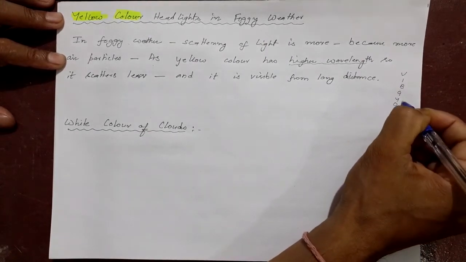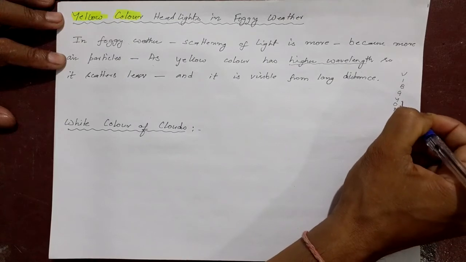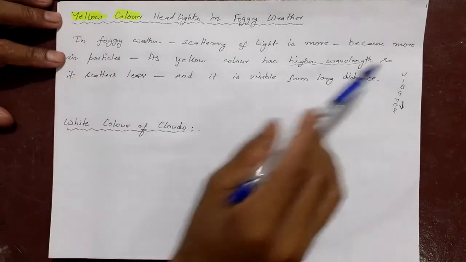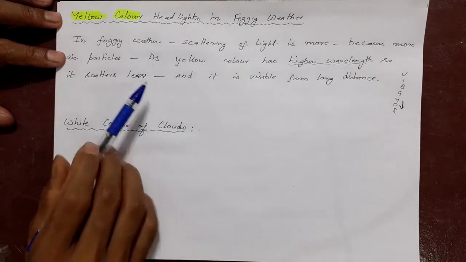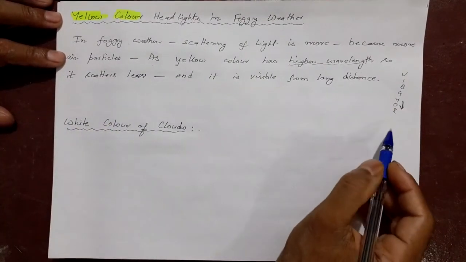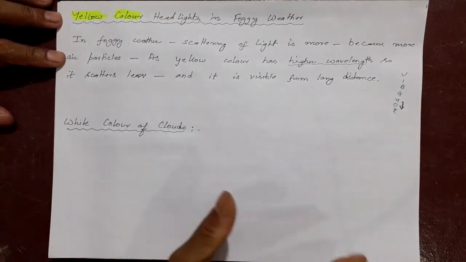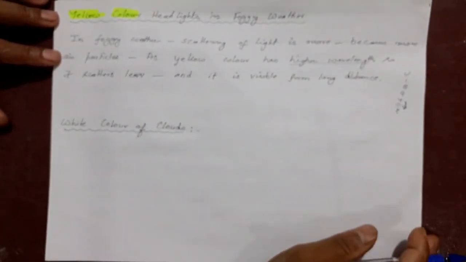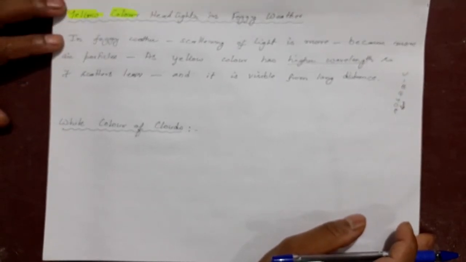VIBGYOR. You see, yellow is on this side, the higher side. So that is why yellow has higher wavelength. So it scatters less. So the light coming out of the vehicle will go here and there very little, and it will go directly, and it is visible from a long distance. So that is very important in a vehicle. That is why yellow color is used.